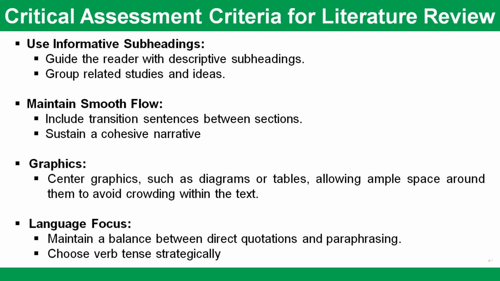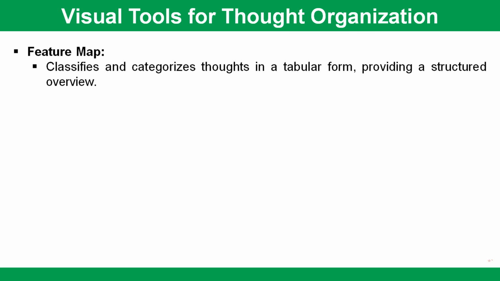Ensure clarity and precision in your language usage throughout the review. Strike a balance between direct quotations and paraphrasing, and choose verb tense strategically to maintain consistency and coherence in your writing. Using visual tools for thought organization is essential. Utilize feature maps to classify and categorize thoughts into a tabular form. These maps provide a structured overview, allowing you to organize your ideas systematically and identify relationships between different concepts.